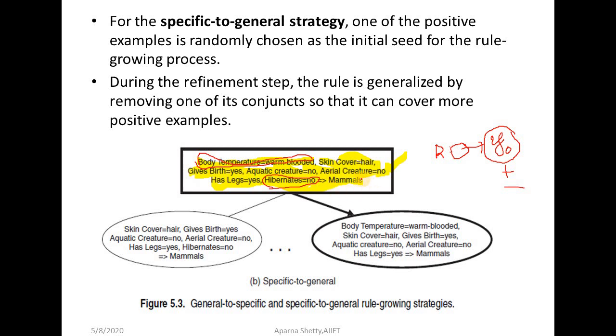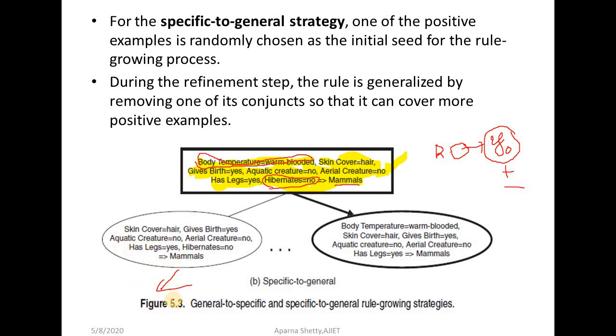Here the class label is mammals. So all the records that have the class label as mammals are called positive examples. The remaining classes are called negative examples. So from the data set you will take one record at random that is classified as that positive example, and you will add all the attribute value pairs. In the next step you will refine the rule such that you keep removing one conjunct. Again, if you keep following like this, you can remove one more conjunct. For example, you can remove aquatic creature is equal to no.